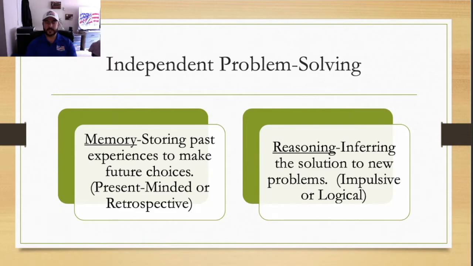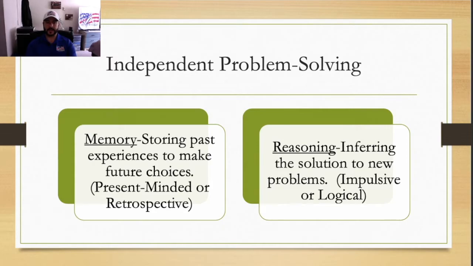So when it comes to these tests and doing multiples of these tests, is the dog being present-minded and using its own brain to be able to figure out each part of the test, or is it going to be more retrospective and use its past experiences to make the decisions on the next test, and the next test, and the next test? So those are the things that they're looking for as far as memory.